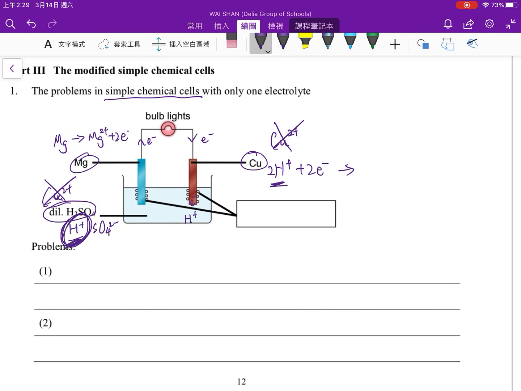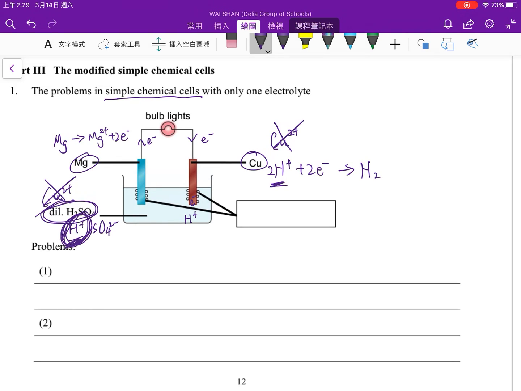Most of you in the homework you gave me wrote copper 2 ion gain electron, but in sulfuric acid there's no copper ion, only hydrogen ion has the positive charge. So it should be positive ion accepting electron and become hydrogen gas.